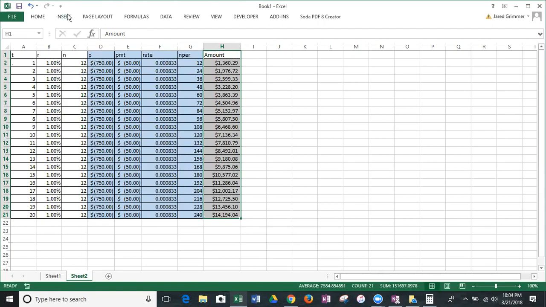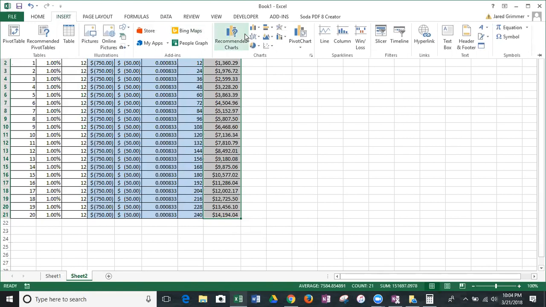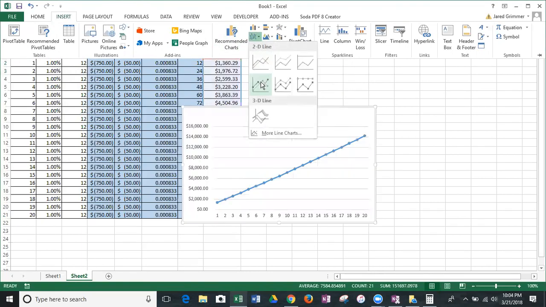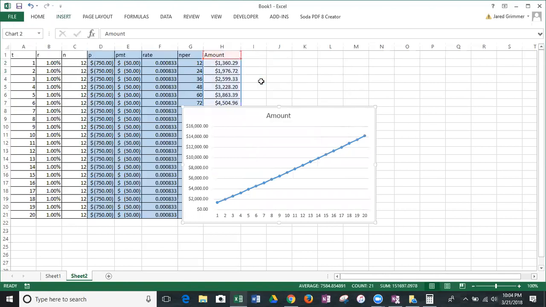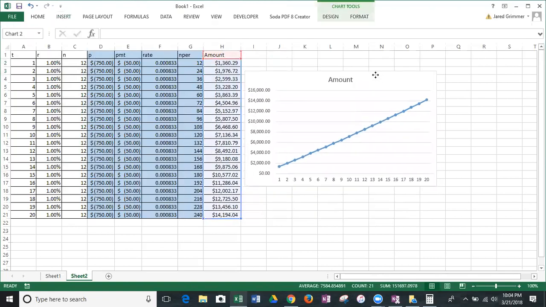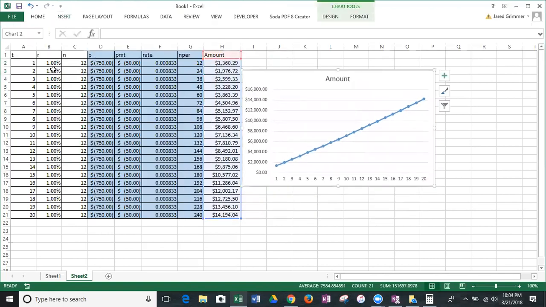Or you can come up to Insert and go to Recommended Charts. I like to use the line chart. You can use a scatter chart if you want. I typically do the line chart. And I like the values there. So I'd encourage you to play around with this.